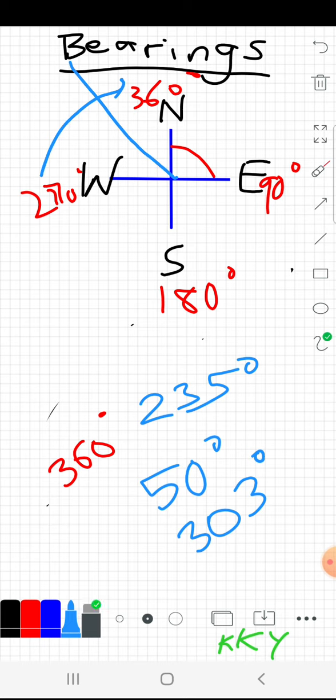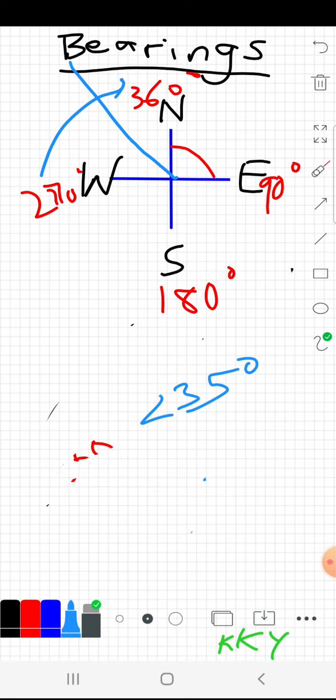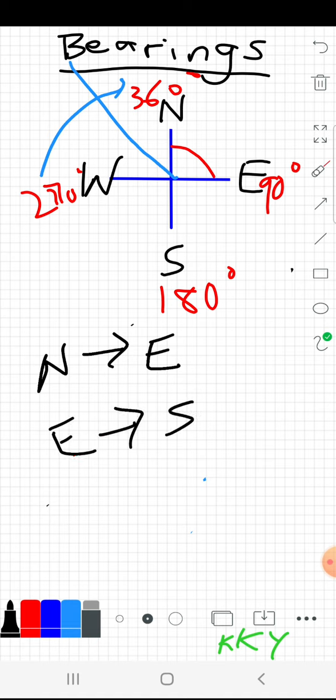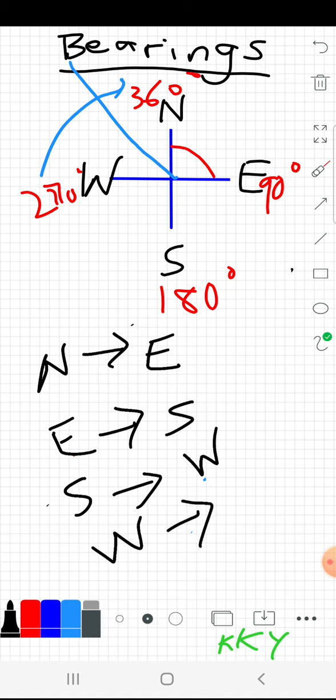Okay, so this is what I would like you to do to be sure that you understood this part. I want you to look at this very well and identify the angles between each region. That means from the north to the east, I have 0 degrees to 90 degrees. From the east to the south, I have 90 to 180. From the south to the west, 180 degrees to 270 degrees. From the west back to the north, 270 to 360 degrees. If you understand this, wow, you're well on your way to understanding everything about bearings because these are the basics.